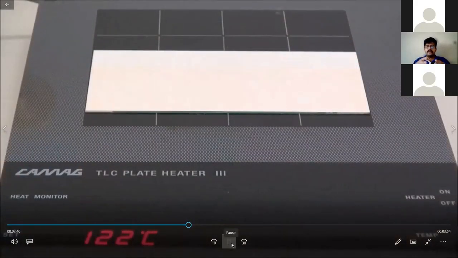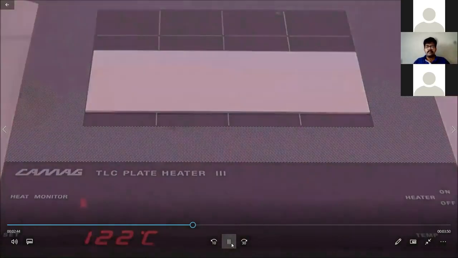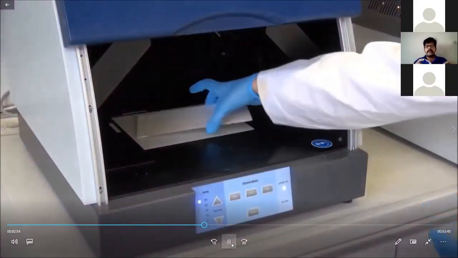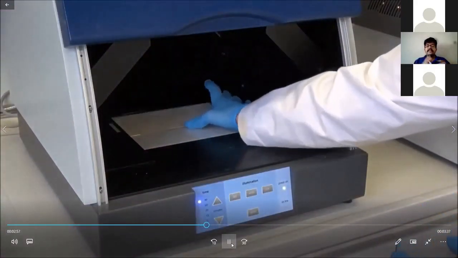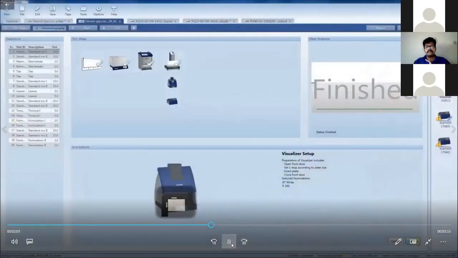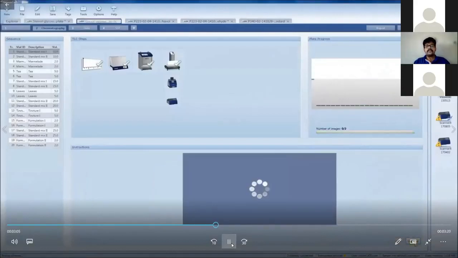So heating has to be done properly and uniformly, so that the whole plate gets the same quantity of heat, the reaction is uniform throughout the plate, and you can visualize the plate properly. Also, the heating time has to be noted. Once you've done that, you take the plate and start taking the images. This is done through an imaging instrument, the visualizer, and this is also done through the software.